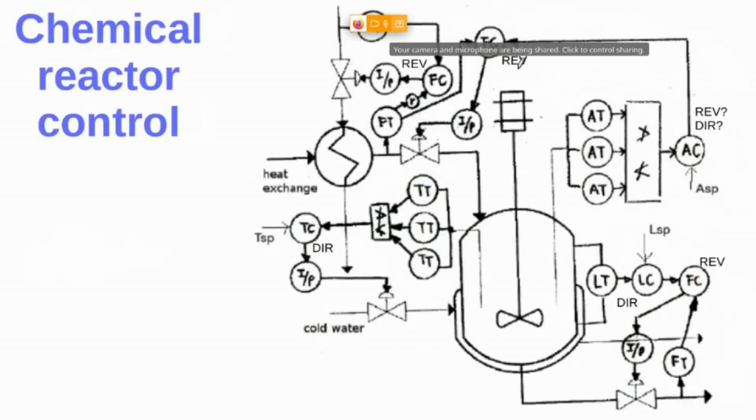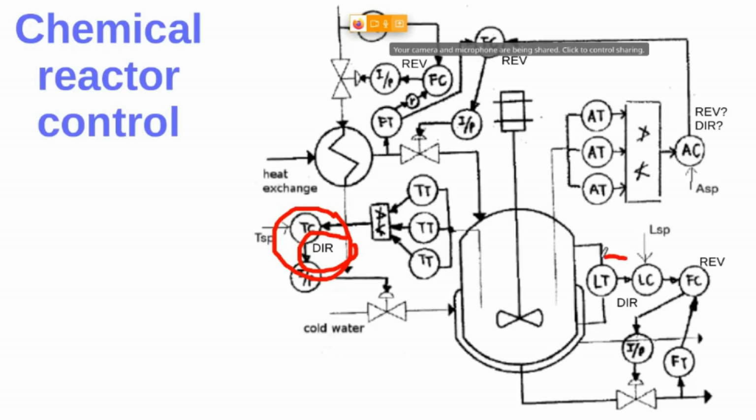Now, how can we, or how should we configure all these controllers? Well, first of all, this in here will be configured as a direct controller action. Why? Because this is a cooling system, not a heating system. So when you open the valve, when you increase the inflow here of the cold water in the jacket, you decrease the temperature. So because you have a negative relationship between the input and the output of the process, you must configure this controller with a direct controller action, right?